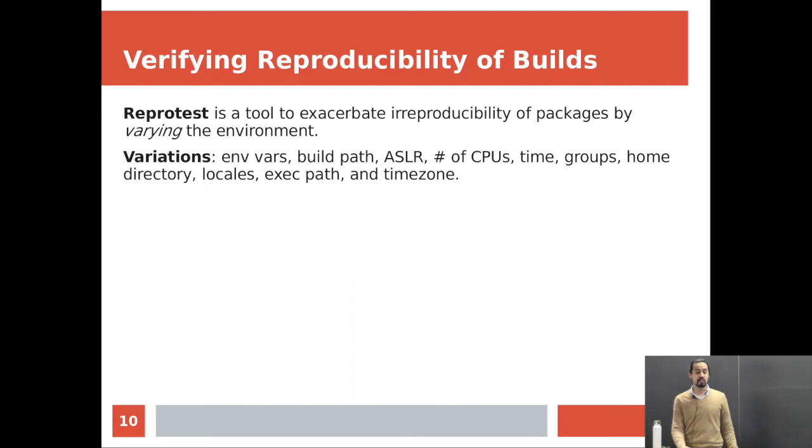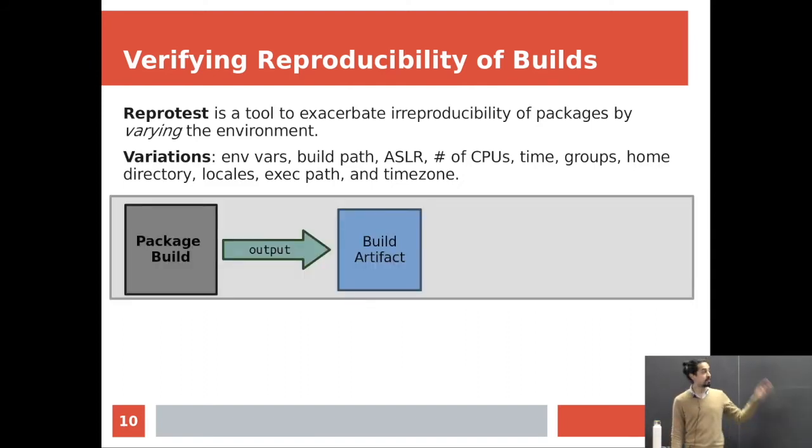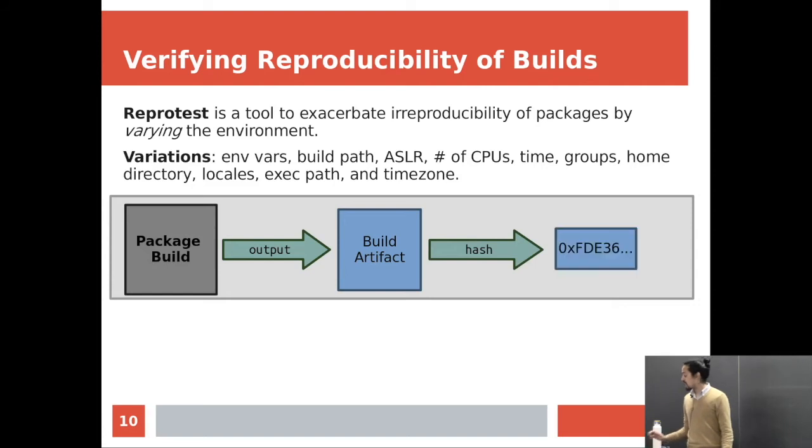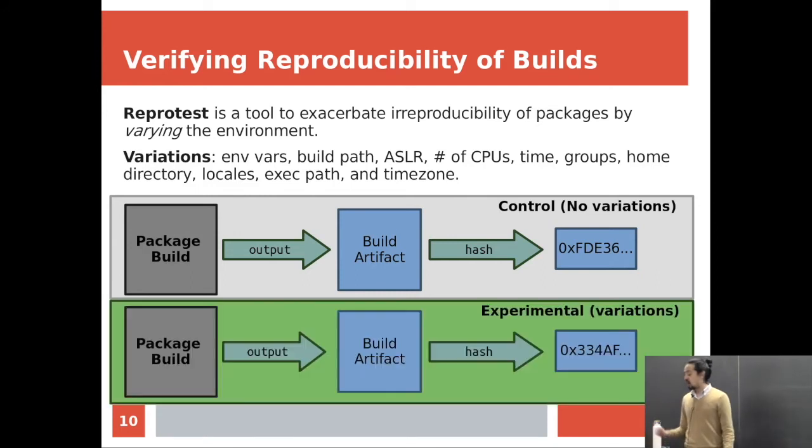Here we see a few variations listed, such as environment variables, time, build paths, number of CPUs, and a bunch of other stuff. When we want to build a package and produce an output, which we'll call the build artifact, we're going to hash that build artifact, and that's going to give us a unique hash representing the bytes inside of this build artifact. We're going to run this twice. Once we're going to call it control, which has no variations at all. And we're going to run this again, having Reprotest vary the environment in all the ways listed here.